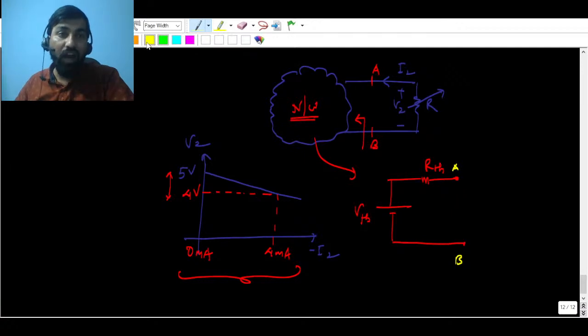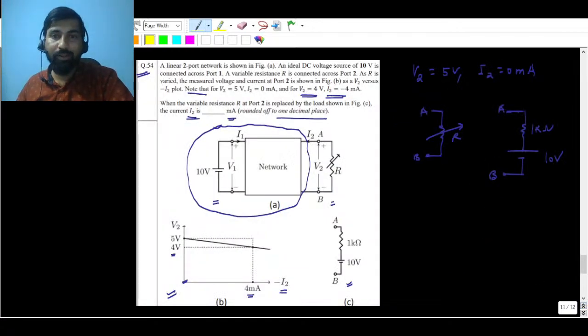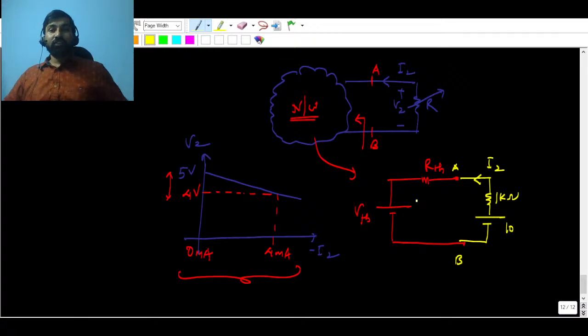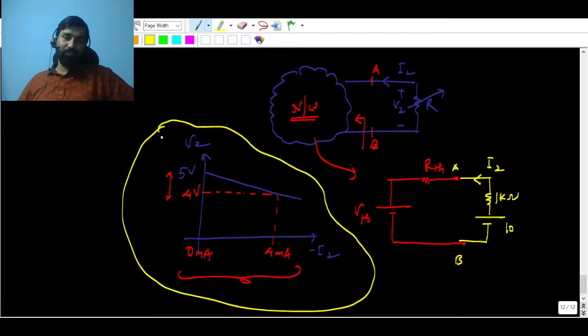Now in place of R, you can connect a single resistance, and this is 10 volt. And this is the current I2 they are looking for in the question. 1K is the resistance. Now your job is to find VTH and RTH, and VTH and RTH can be found from this plot they have given.